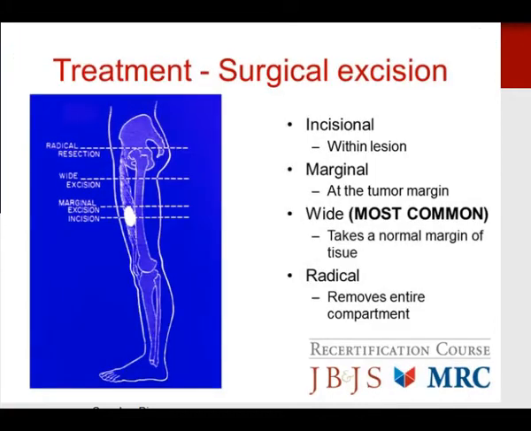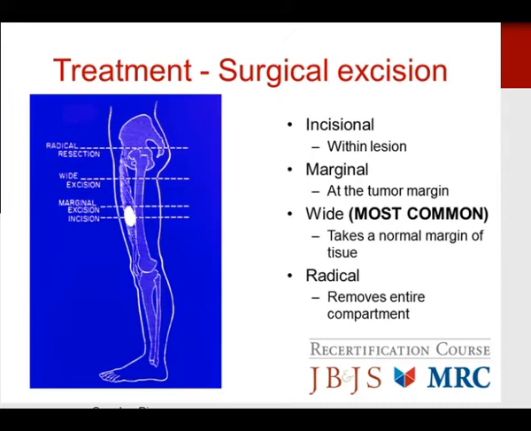When we talk about treatment and we discuss surgical excision, sometimes this can be confusing, and I want to go over the 4 types of excision that exist. Incisional or intralesional excision occurs within the tumor or within the lesion. An example of this is a giant cell tumor, in which we actually enter into the tumor, take out the tumor piecemeal, and then use a burring tool to clean the tissue out back to normal bone.